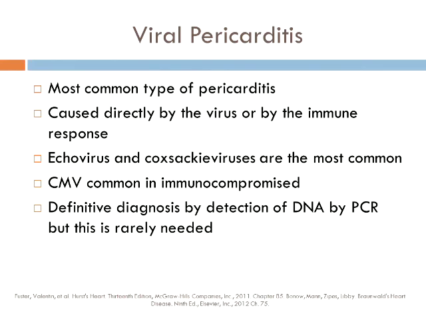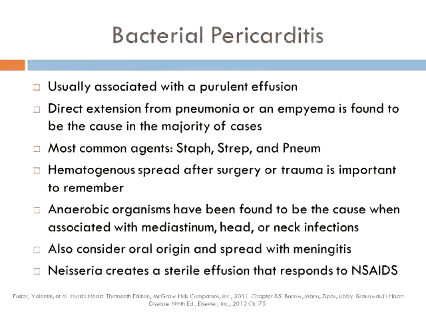Bacterial pericarditis is usually associated with a purulent effusion. It's usually due to direct extension of a pneumonia or empyema in the majority of cases. Common causes are staph, strep, and pneumococcus. Hematogenous spread after surgery or trauma is important to remember, and anaerobic organisms can be found due to mediastinal, neck, or head infections. Also, oral origins can be a source of spread, and then spread from meningitis. I found it interesting that Neisseria causes a sterile effusion, and they respond to NSAIDs.